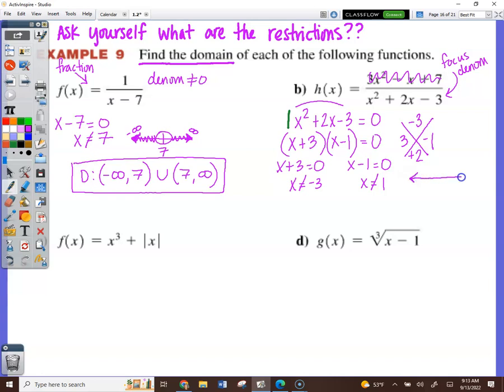Sketch your little number line. Put these numbers on there. Obvious holes on those numbers. The rest will be shaded every time. Everything else is allowed. Then fill in your negative and positive infinities. And now translate it to interval notation, reading it from the left to the right. So from the left, my domain is negative infinity to negative 3, hopping over negative 3 to 1, hopping over 1 to infinity.